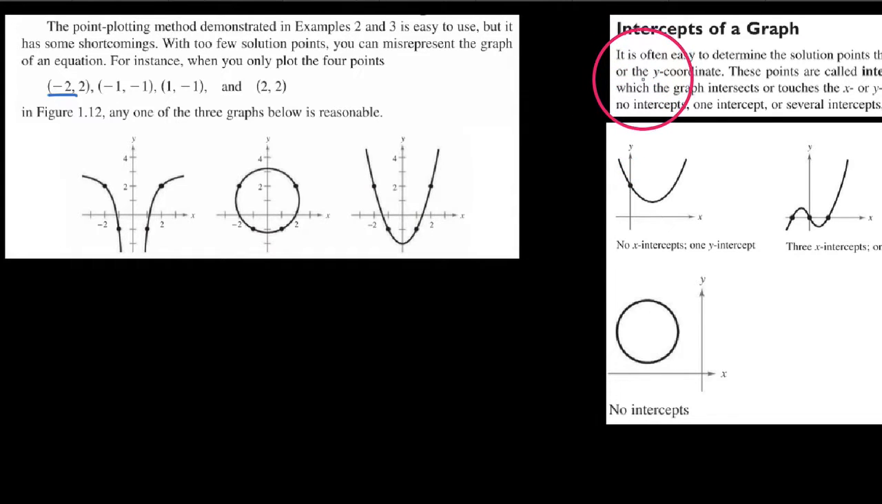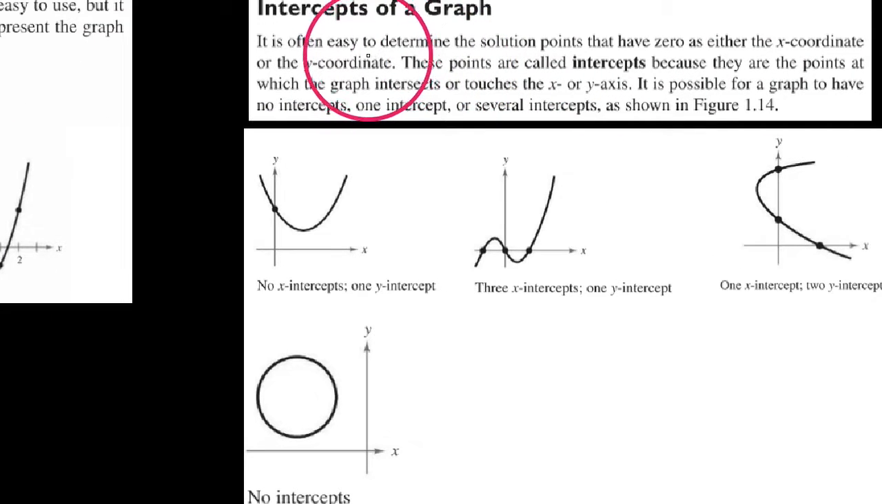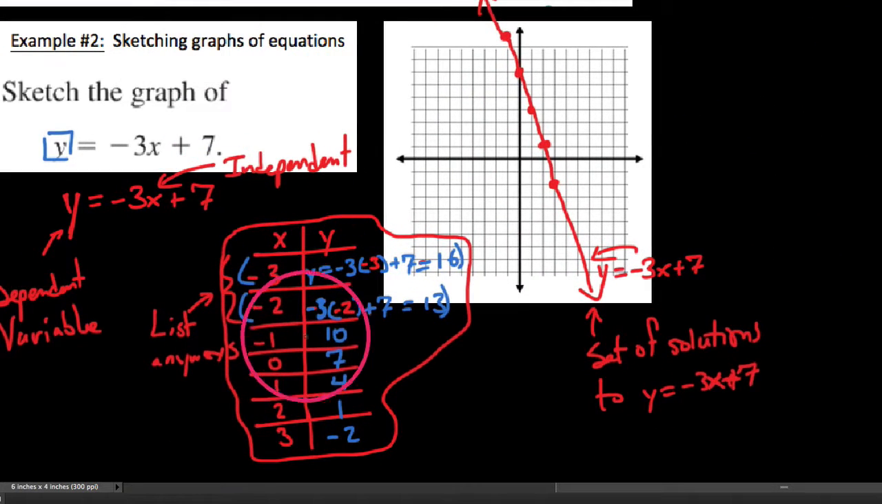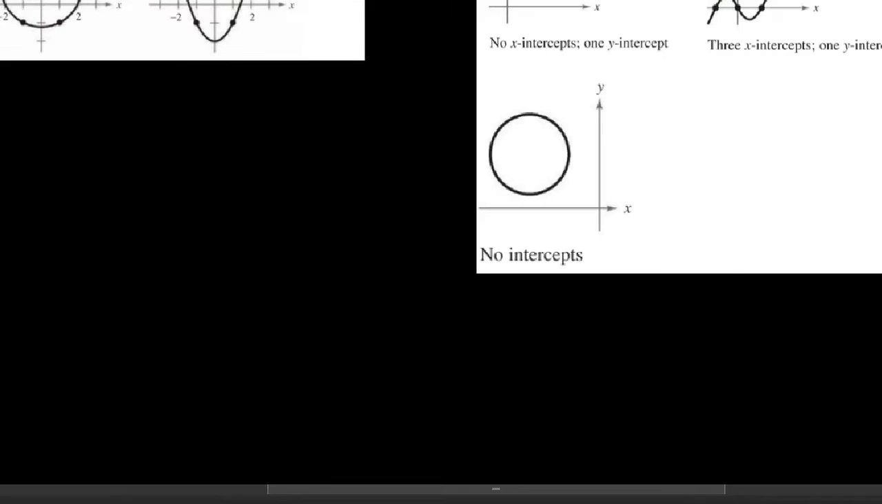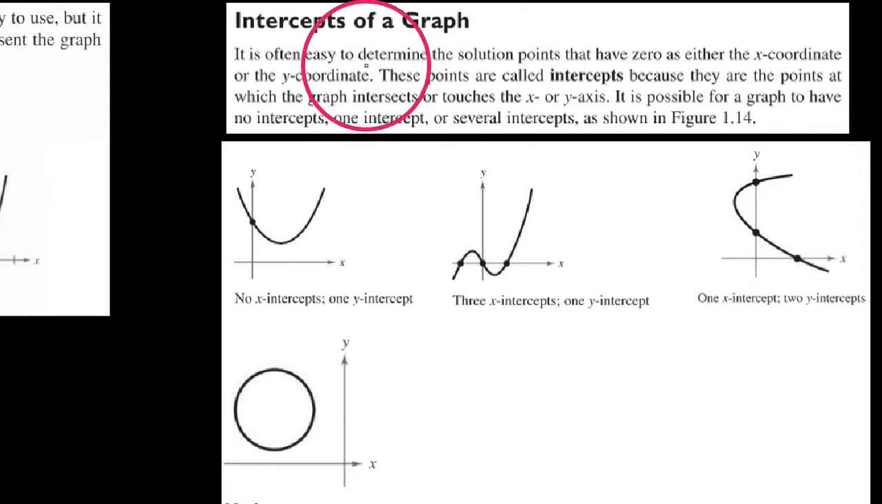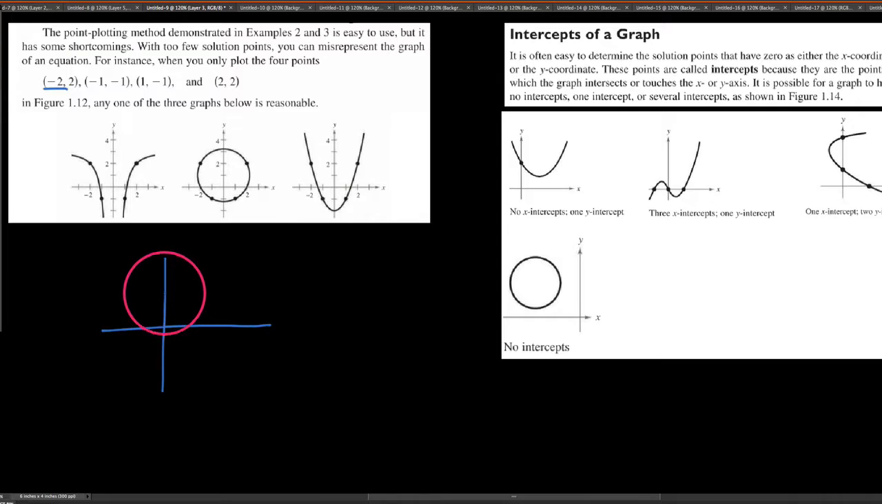So let's start by defining what we mean by the intercept of a graph. It's often easy to determine the solution points that have 0 as either the x-coordinate or the y-coordinate. When you want to make a table of values, the points that have 0 for their x value are really easy to determine the y value for, just because plugging in 0 is so easily done. So whenever you have an x value of 0 or a y value of 0, you must be at an intercept. Let's make a little sketch here.